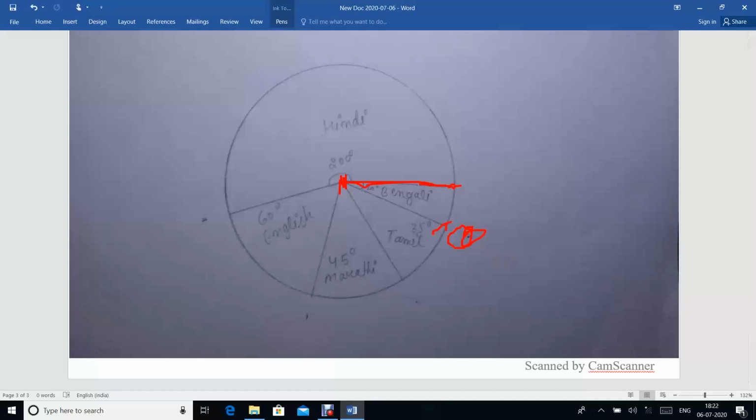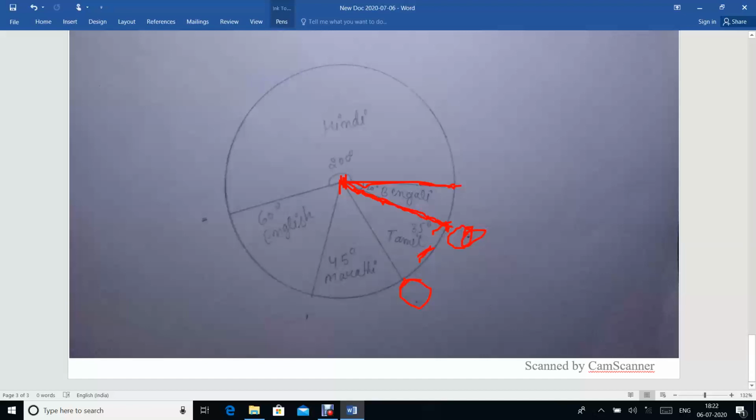After that, 35 degree is the central angle for the Tamil language. To draw the 35 degree angle, this time you have to put your protractor on this line and measure a 35 degree angle, and here will be the 35 degree angle. After that, you have to join the center point to the point on the circle, and this is the 35 degree for Tamil.